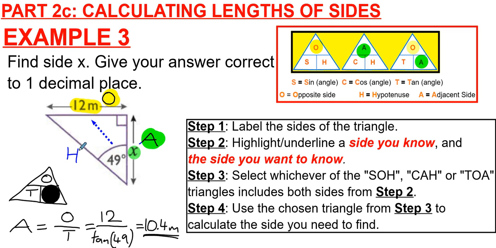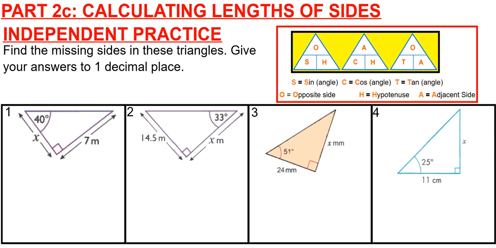So there's a few examples with the TOA triangle. Next up, I'll just try these on your own. So again, four quick questions using the TOA triangle. Have a go, label the sides, you know the drill by now. So pause it and play to find out the answers afterwards. So you try them now, I'm going to pause the video.